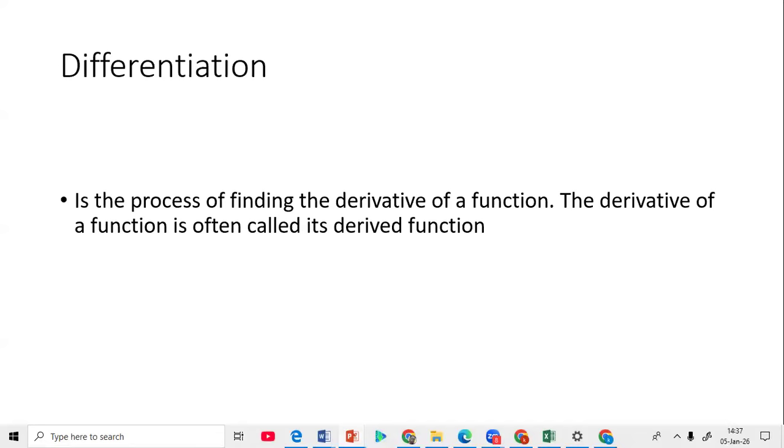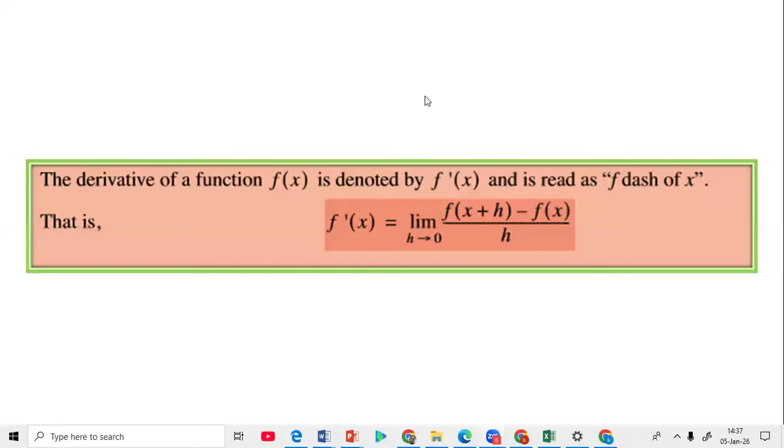So we have talked about differentiation and what it means. It's just a process of finding the derivative of a function. You can let me know whether you want to write it or we are going to continue. But I know you have already learned about it, so allow me to remind you about something. Earlier on, you looked at differentiation from first principles.